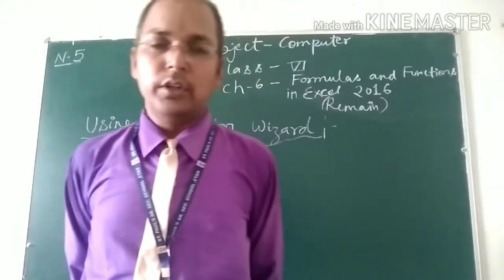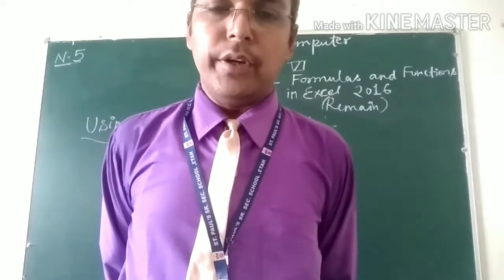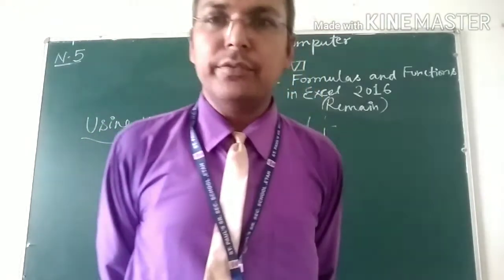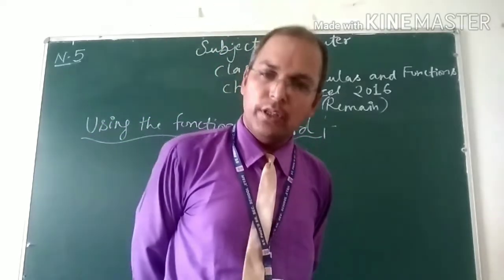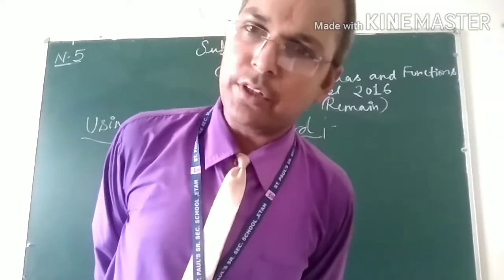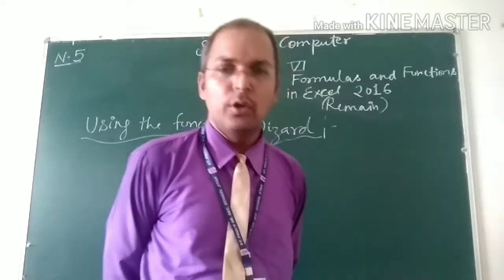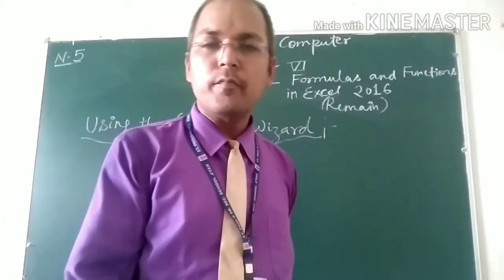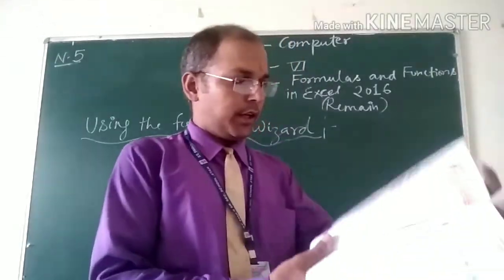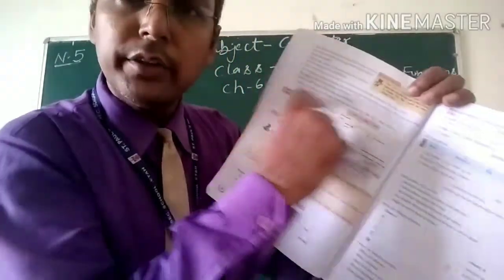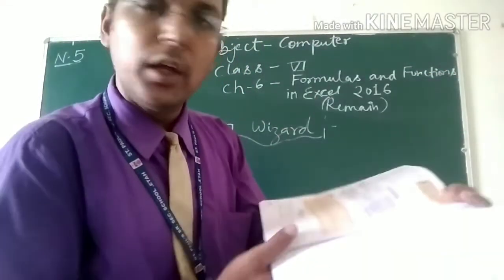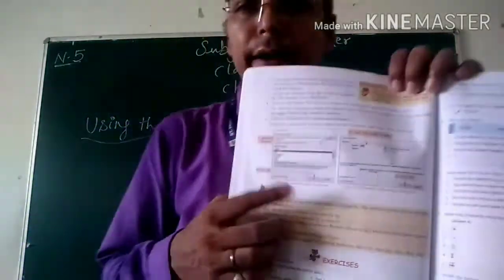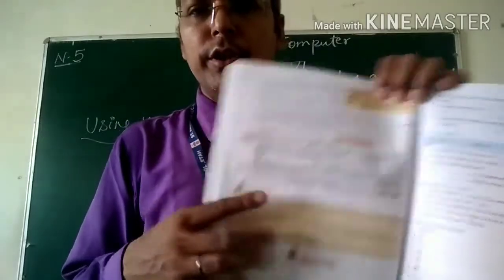I have already told you a few lines before. So according to the function wizard, in place of average you can choose sum, max, minimum. There are so many functions in the function wizard. Okay. So I will describe it with the help of the book, because the book has a good figure. A good figure cannot be drawn on the board, but you have the book, so you can see it in the book.